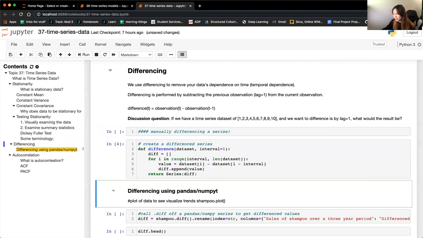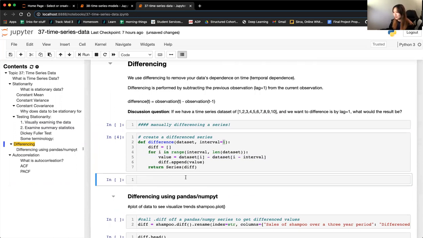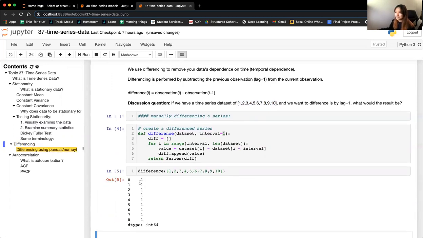This is just a function that is doing differencing manually. There is a built-in function. I have it over here, but you can see here that the value that I'm doing here is the data set at I minus the data set of I minus the interval, however many times you want to do the lag. So we can use this function and we can do difference of our list of 1 through 10. Let me actually just copy and paste this so it'll be quicker. By doing this, you can see our difference data comes out as all 1s.